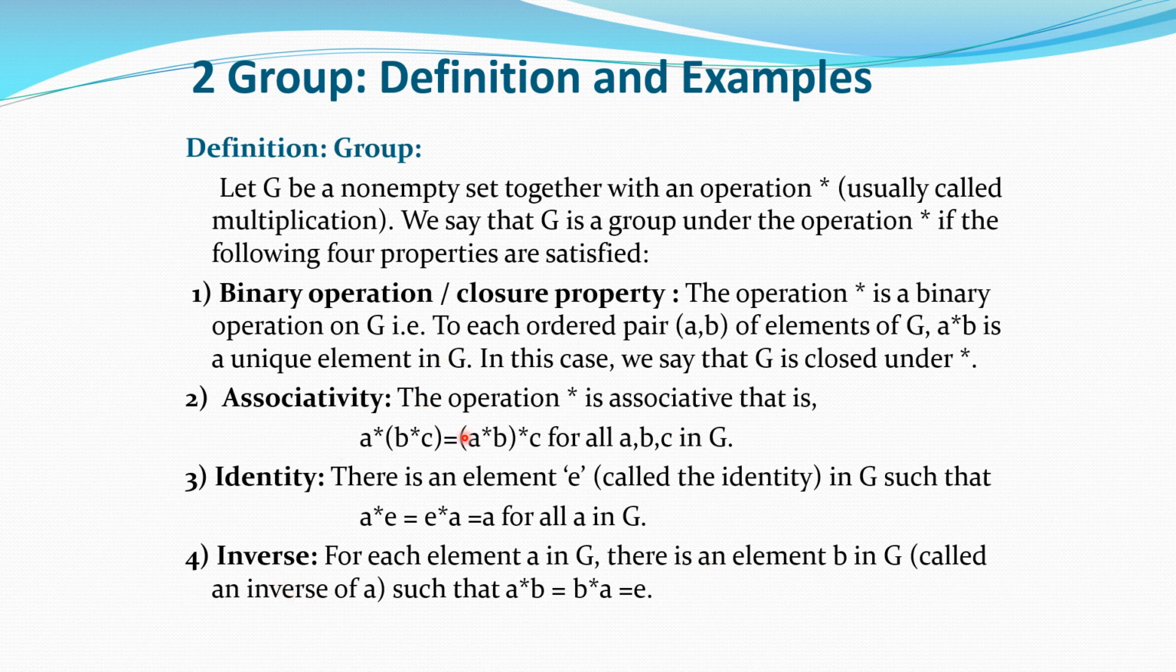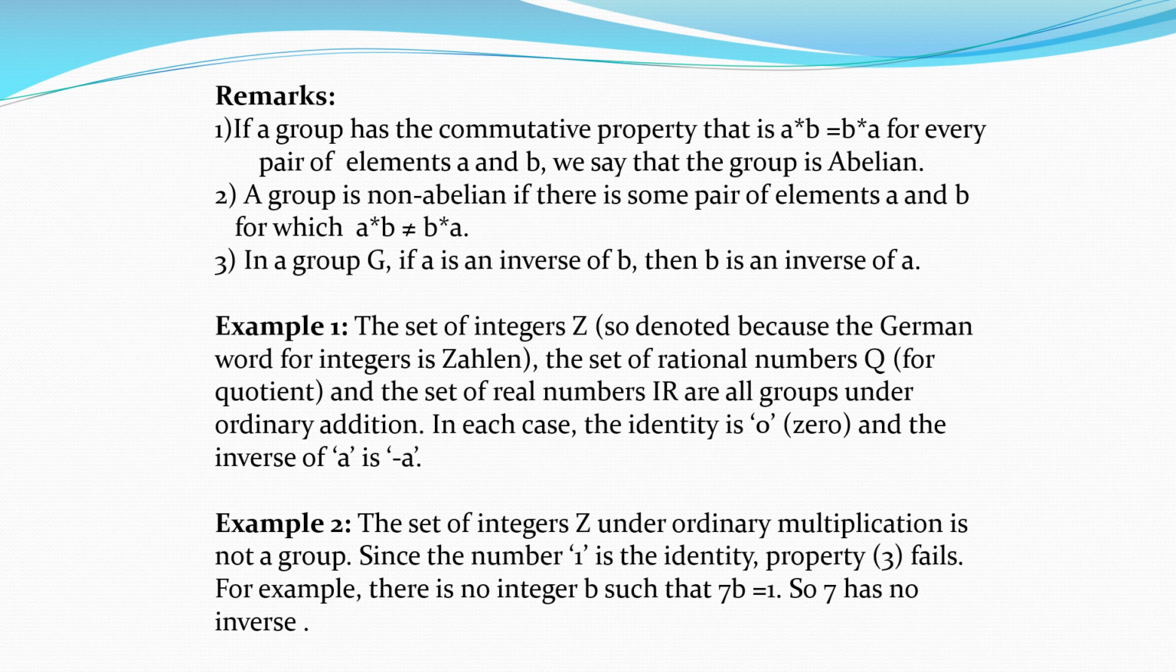So if all these four properties are satisfied, that is, star is a binary operation, star is associative, an identity element exists in that set, and for every element in G there is an inverse, then we say that G is a group with respect to star.